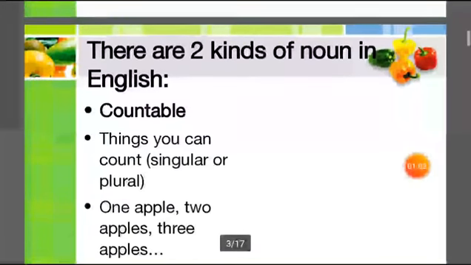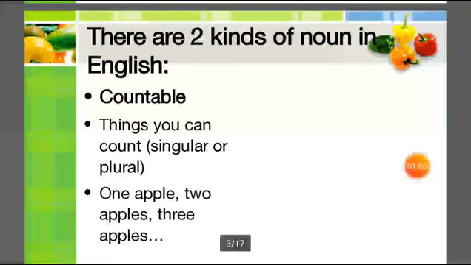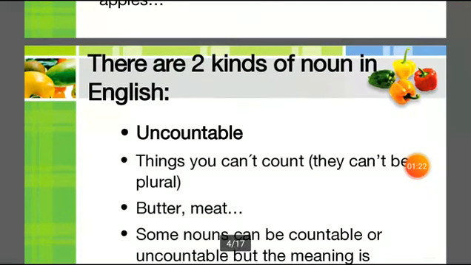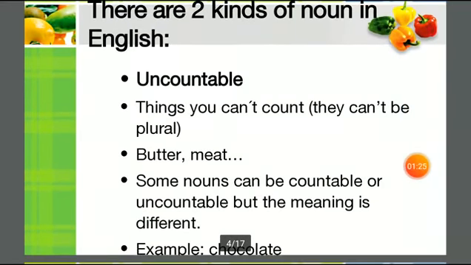And there are two kinds of noun in English. Countable: things you can count, singular or plural. For instance, 1 apple, 2 apples, 3 apples. Then uncountables: things you can't count. They can't be plural. For example, butter, meat, and etc.